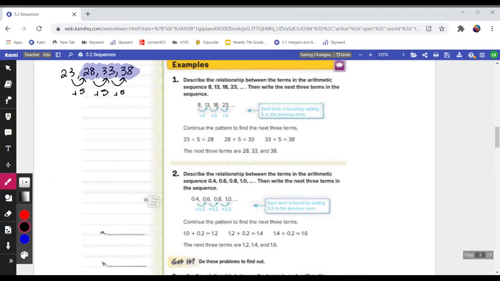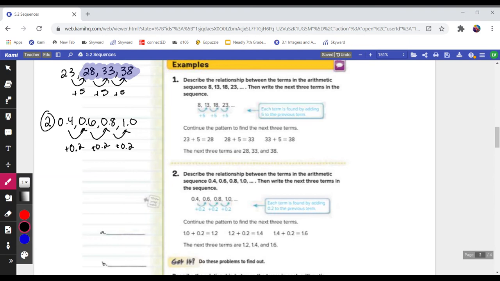Number 2, we're going to describe the relationship between the terms in this arithmetic sequence. There are 4/10, 6/10, 8/10, 1 and 0/10. Then we're going to write the next three terms in the sequence. This is number 2. So I have 4/10, 6/10, 8/10, 1 and 0/10. So to get from 4/10 to 6/10, I'm adding 2/10. 6/10 to 8/10, I'm adding 2/10. 8/10 to 1 and 0/10, I'm adding 2/10.